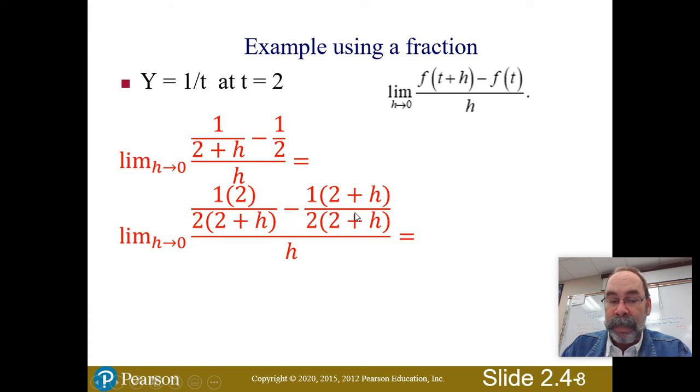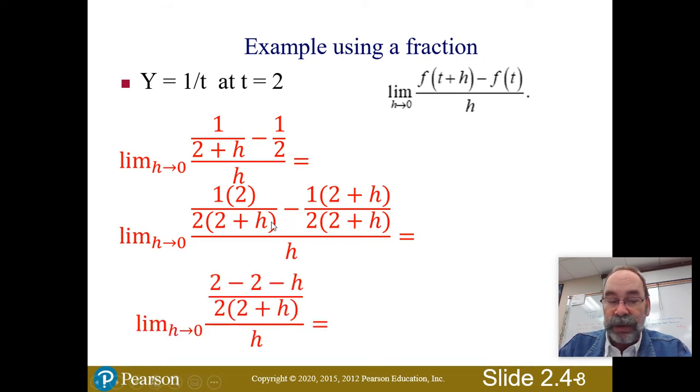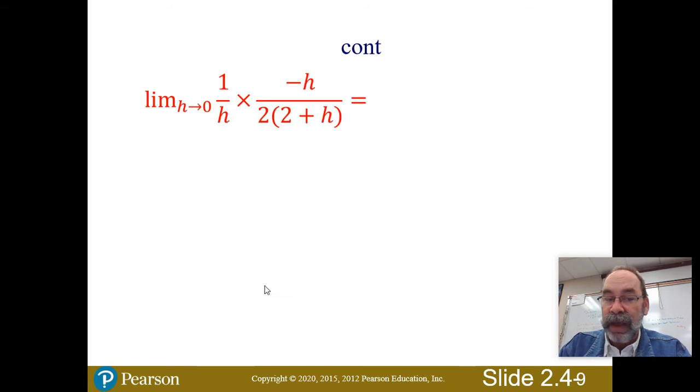Okay? If I do a little bit of math here, I get 2 on the top part minus 2 minus h. I have to distribute that negative sign through there. That's where a lot of people make a mistake. All over our common denominator of 2 plus h. Well, what is 2 minus 2? That's 0.